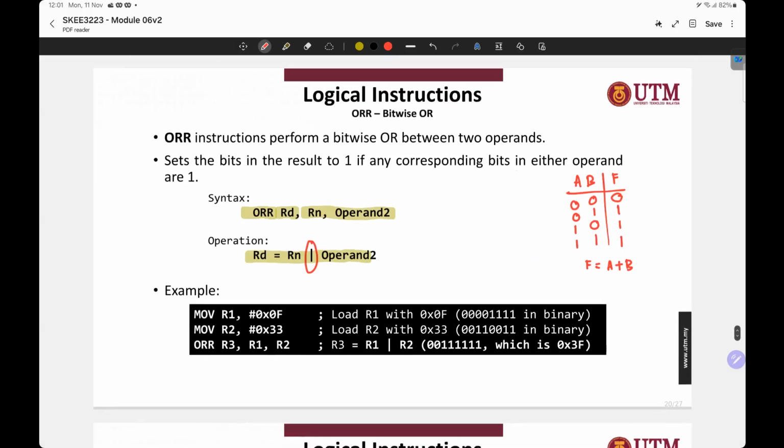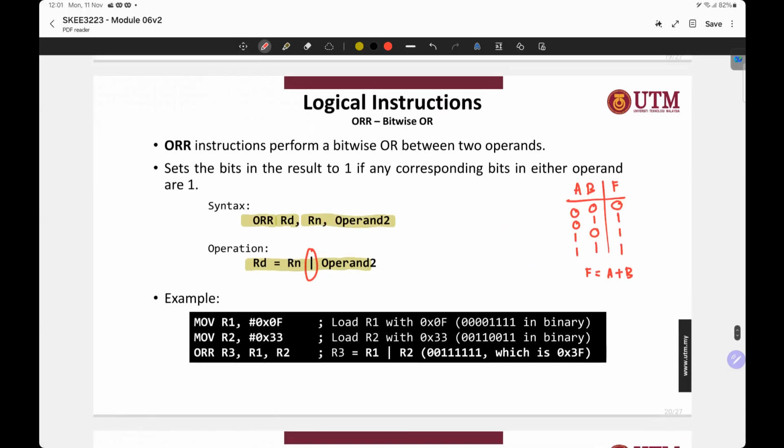Let's look at these examples. Again, the first instruction is MOV R1, #0x0F. As I mentioned earlier, you change from hexadecimal to binary representation by using the 1, 2, 4, 8 method. Let's say this is your R1. The R1 here is 0F, so 0F is 0, 0, 0, 0, and 1, 1, 1, 1.